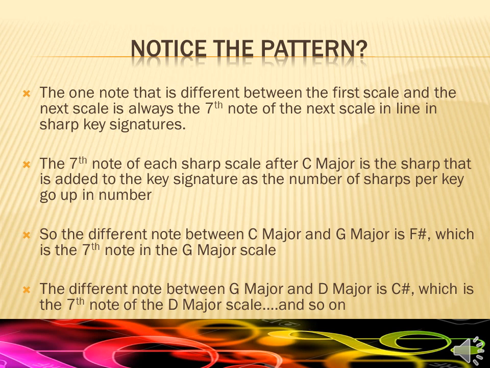The seventh note of each sharp scale after C major is the sharp that is added to the key signature as the number of sharps per key go up in number. So the different note between C major and G major is F sharp, which is the seventh note in the G major scale and the first sharp in the order of sharps. The different note between G major and D major is C sharp, which is the seventh note of the D major scale and the second sharp in line in the order of sharps, and so on.